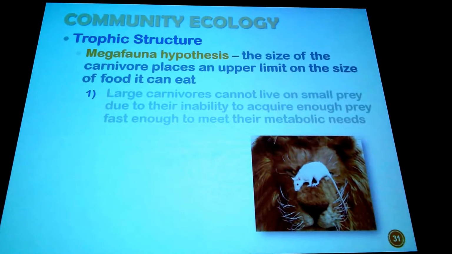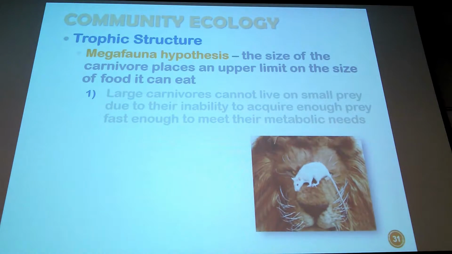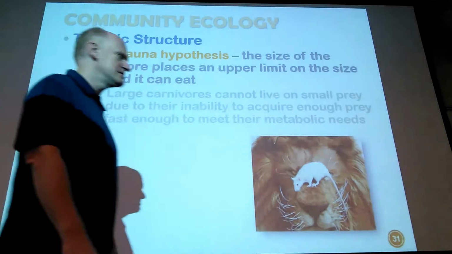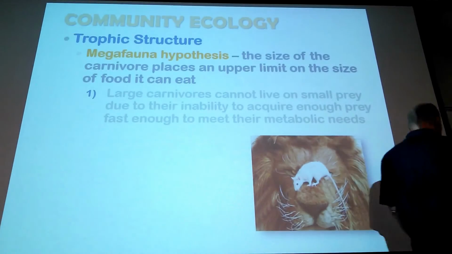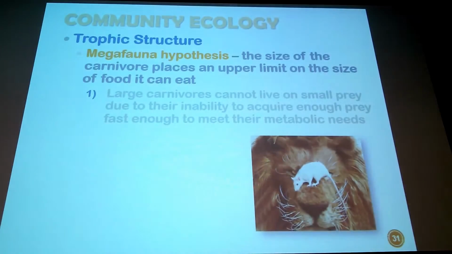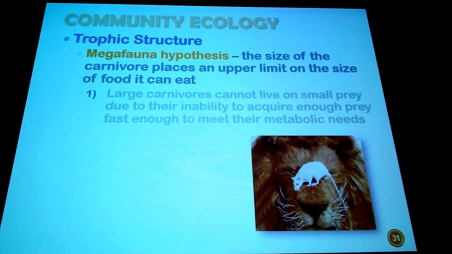Next up, the megafauna hypothesis. The big animal hypothesis, literally what megafauna are. The size of the carnivore places an upper limit on the size of the food it can eat. Large carnivores cannot live on small prey due to their inability to acquire enough prey fast enough to meet their metabolic needs. In other words, a lion going after a rat is going to spend way more energy than it's going to get from eating that rat. It's just not worth it.